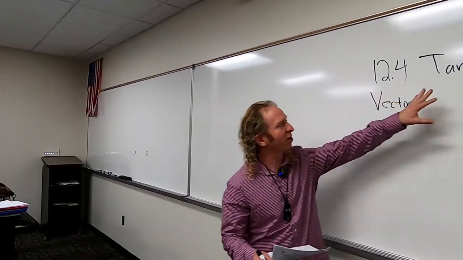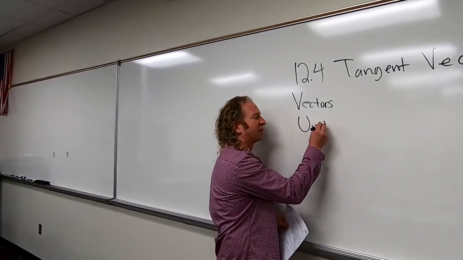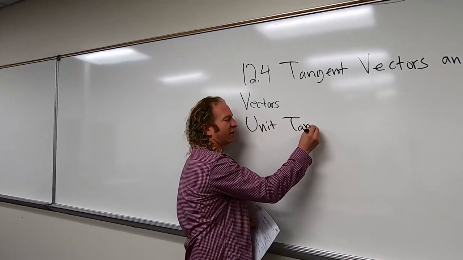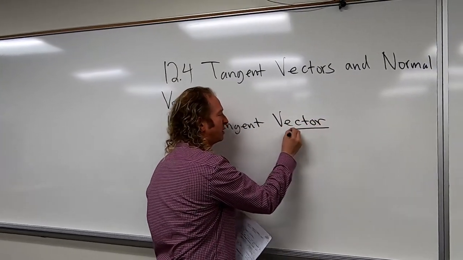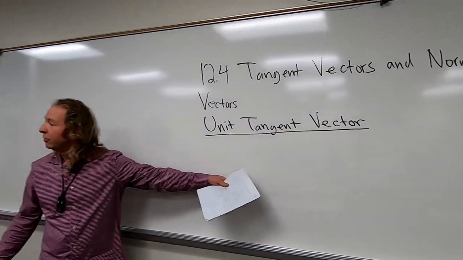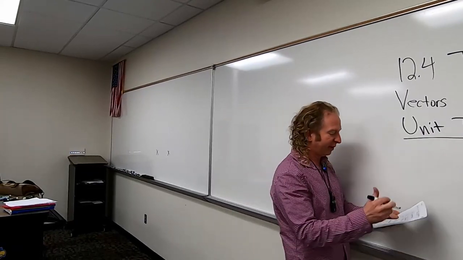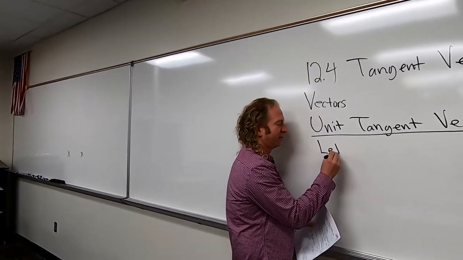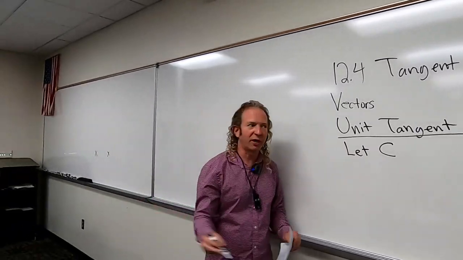So first, let me define what's called the unit tangent vector. So let's talk about that. This one's on your formula sheet too, but I'll go ahead and write it out so you have it. So let C here be a smooth curve. That means it has no sharp edges or anything like that.